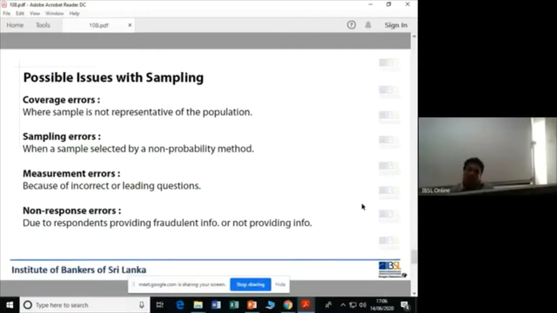So similarly, measurement errors are coming out of the incorrect measurement, or it could be again due to leading questions also. That means you tend to give some biasness towards the response when you are asking your question.